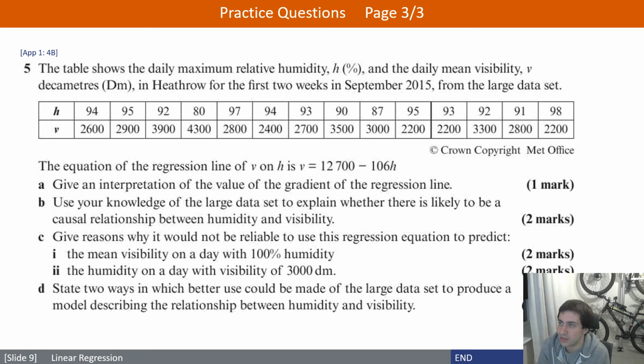So please, when you've tried these, go to the back of the textbook, chapter 4b, that's where you'll find the answers. Okay, and see if you phrased it correctly. Cool. Okay, and that's it.